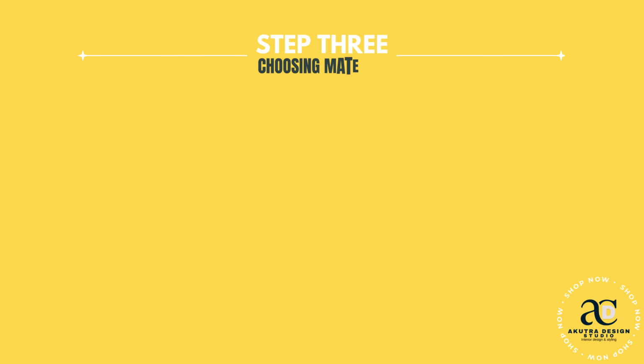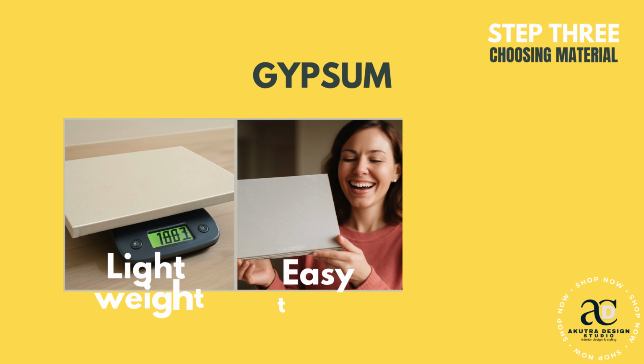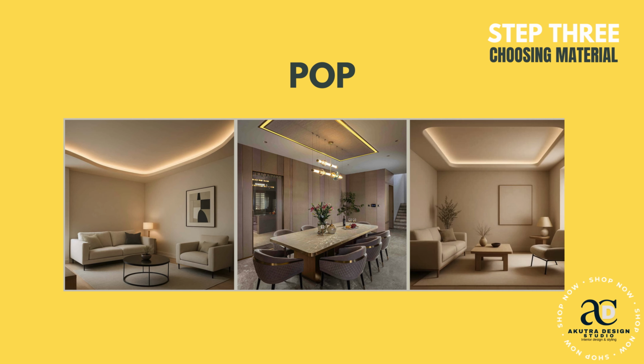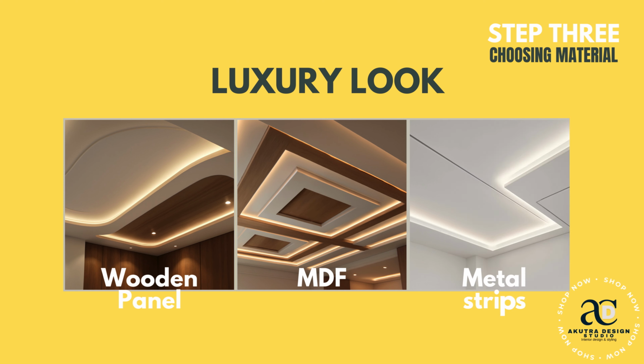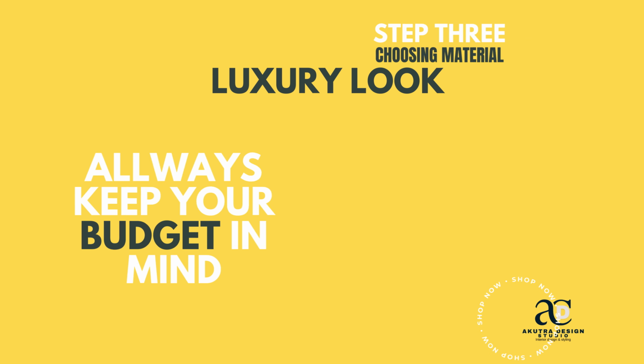Step 3. Choosing materials. The most common are POP and gypsum. Gypsum is lightweight, easy, and quick to install, perfect for modern flats. POP gives more flexibility if you want curves or custom shapes. For a luxury look, add wooden panels, MDF, or metal strips in small accents. But always keep budget and maintenance in mind.